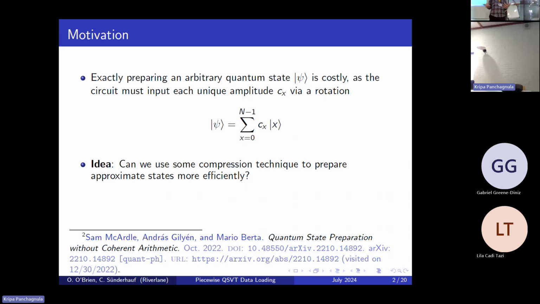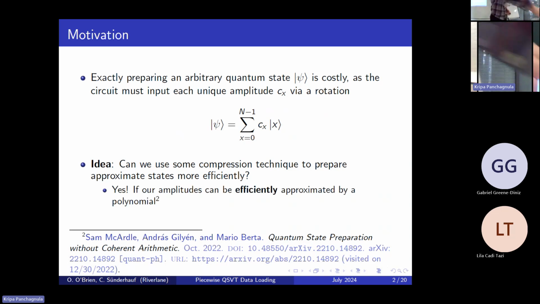There's some stuff we can do to get around this. We can think of some sort of classical compression technique whereby instead of exactly loading 2 to the n states, we load some sort of approximation to them. And there's a bunch of different ways of doing this. I'm going to focus in particular on doing this with a polynomial approximation. So if I have a state where the amplitudes can be efficiently approximated by a low degree polynomial, then I can efficiently load this onto my quantum computer.